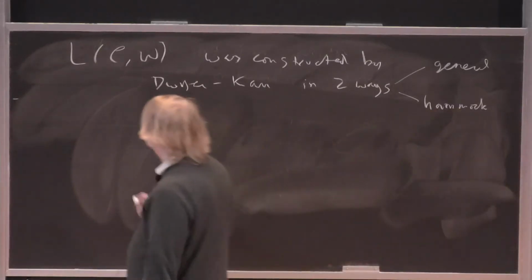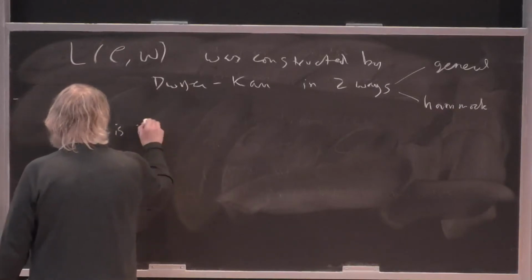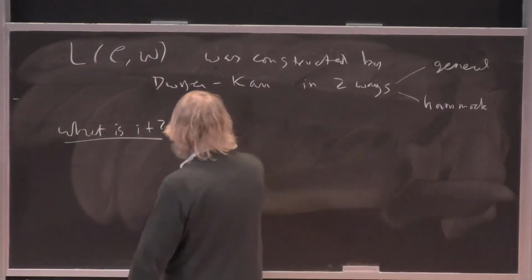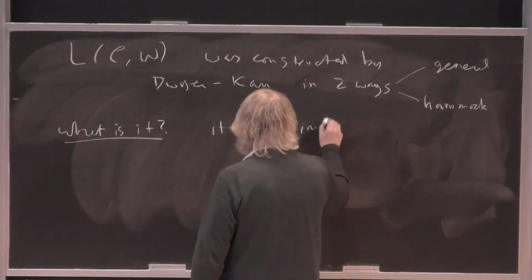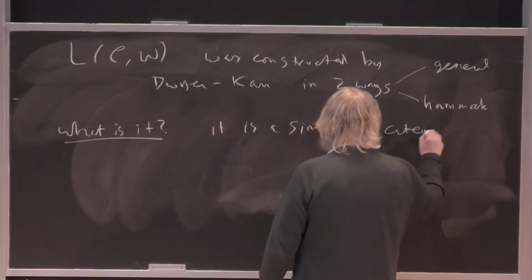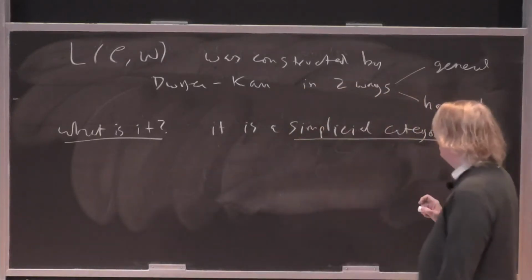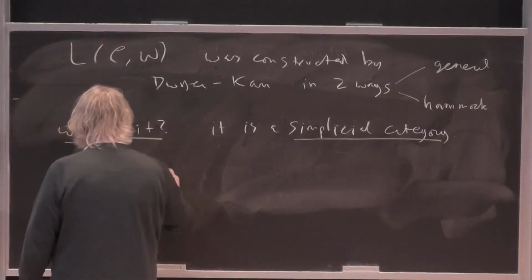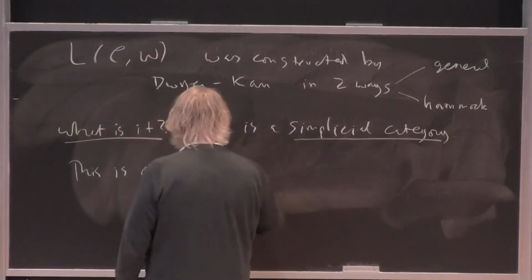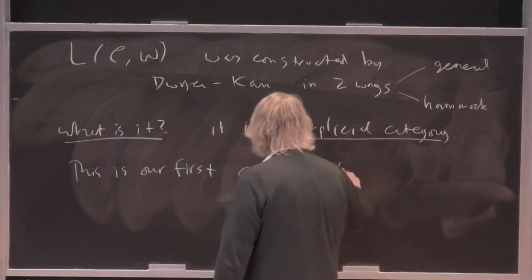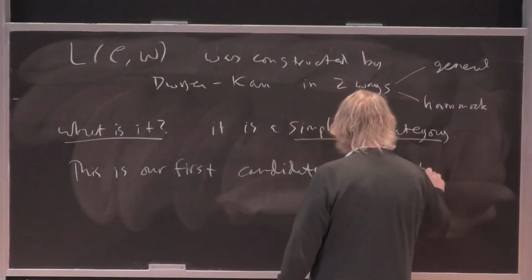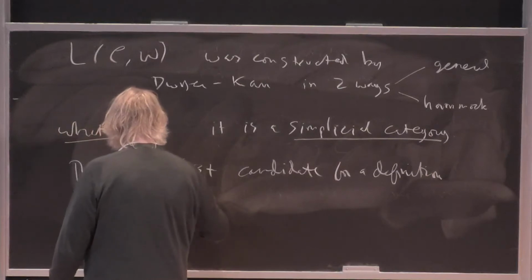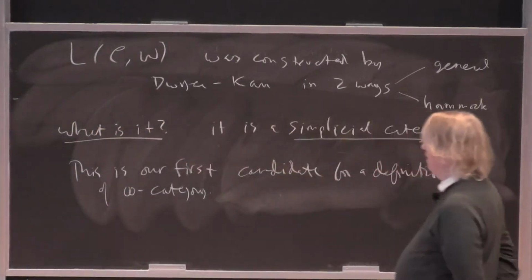But what is it? In the Dwyer-Kan viewpoint, it's what's called a simplicial category. And so this is our first, you might say, candidate for what it means to be an infinity category. This is our first candidate for our definition of infinity category.